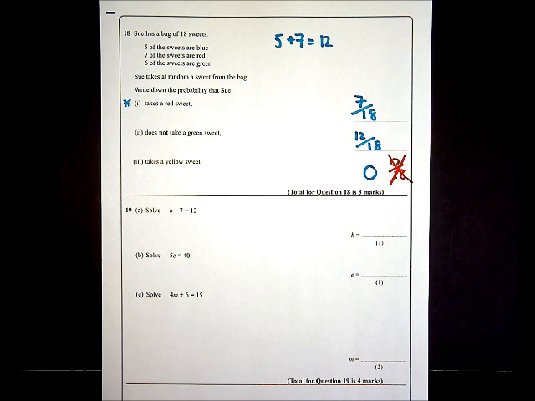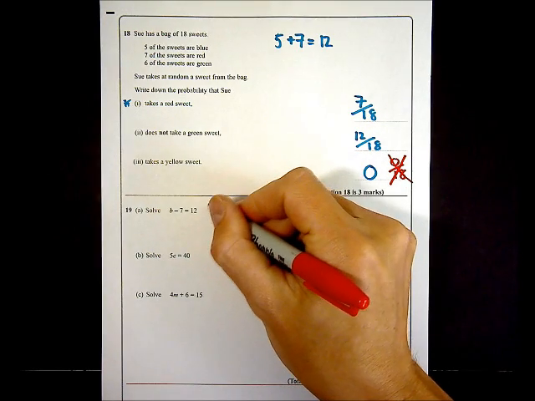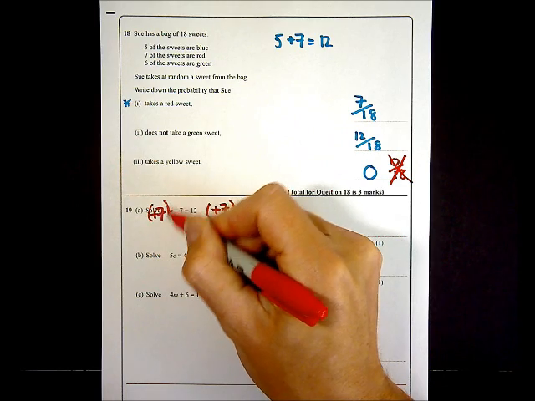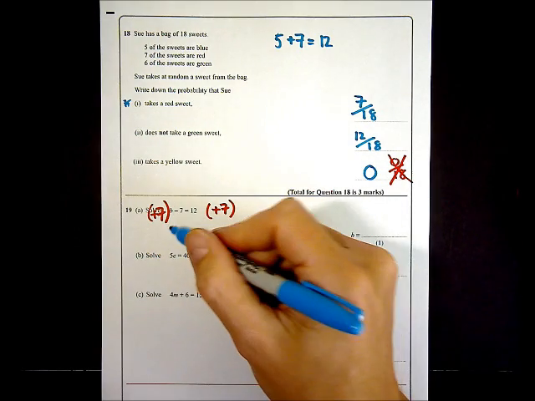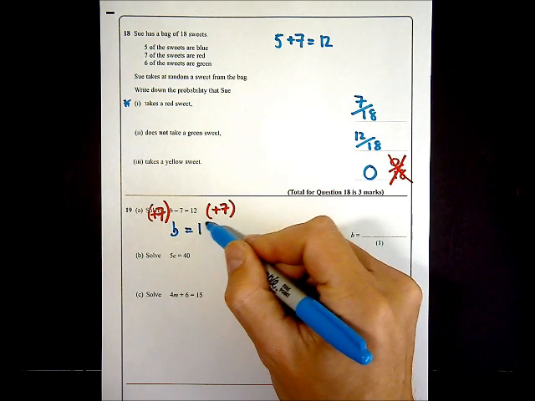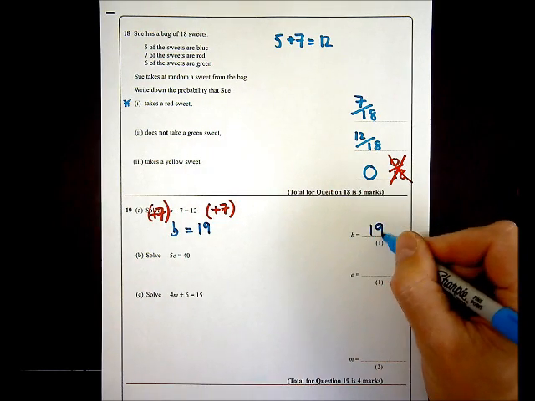In question 19, in part A, I'm asked to solve b take away 7 equals 12. So I'm going to take both sides of that equation, and I'm going to add 7 to them. And if I add 7 to both sides, on the left hand side I'm going to get b, and on the right hand side I'm going to get 12 add 7, which is 19. So b was equal to 19.